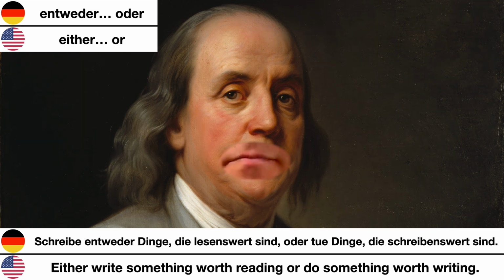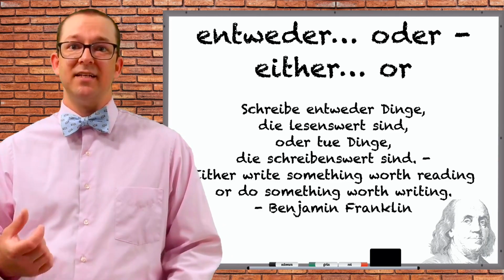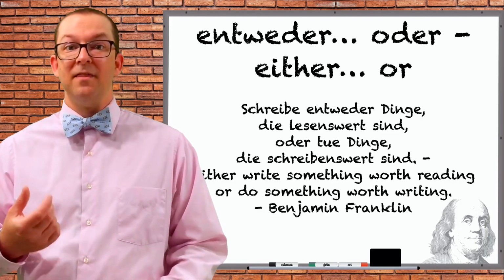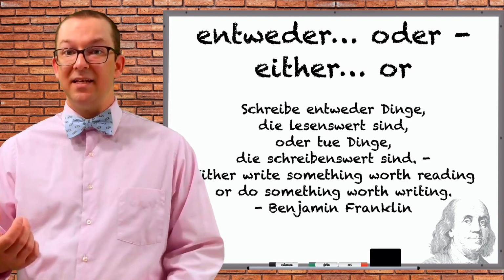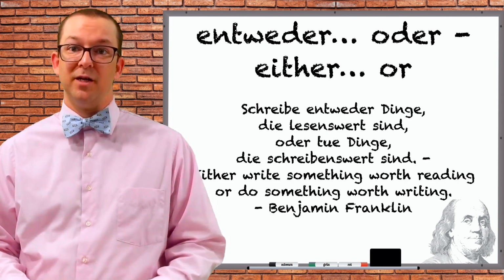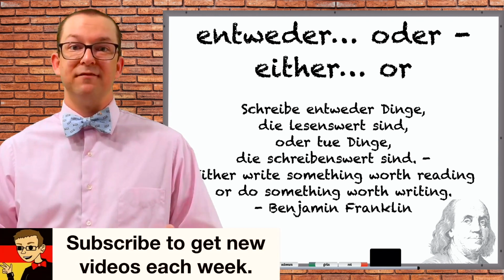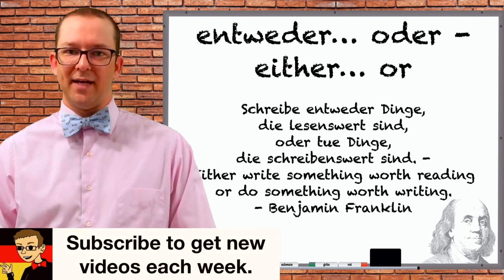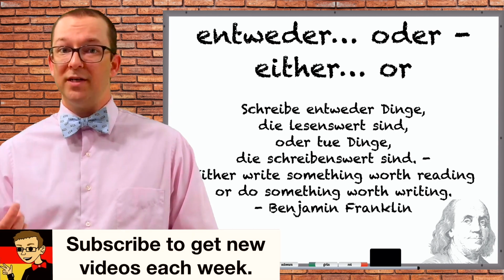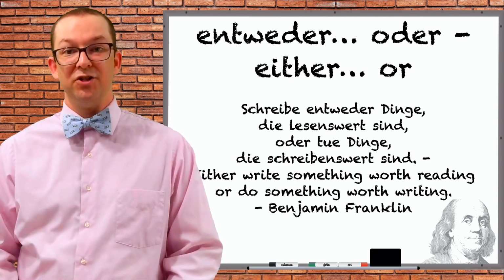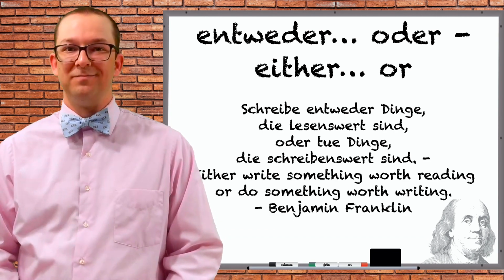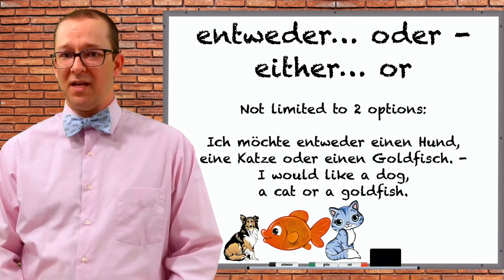Benjamin Franklin. In this version, you see that entweder isn't at the beginning of its clause. This is due to the special nature of entweder. I can put it at the beginning of the sentence or just after the verb. I could have said it with entweder as the first word and it would have still been correct. Just don't forget that while oder can be used on its own, entweder cannot. It must be used in conjunction with oder. You can have more than two options with entweder oder.